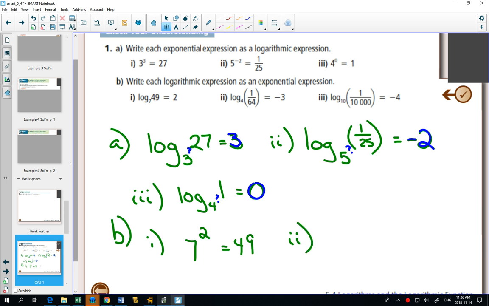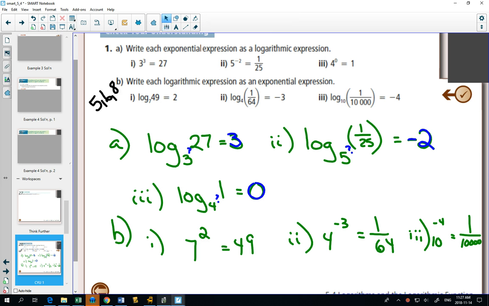In 2, it says 4 to what exponent? Negative 3 is equal to 1 over 64. And part 3, 10 to the negative 4 is equal to 1 over 10,000. So practice the definition on these questions 5, 6, and 8.